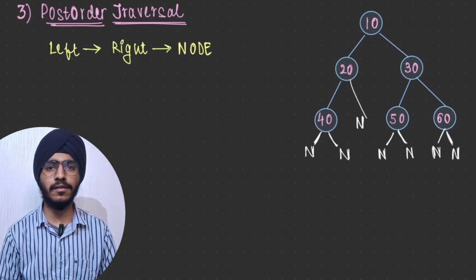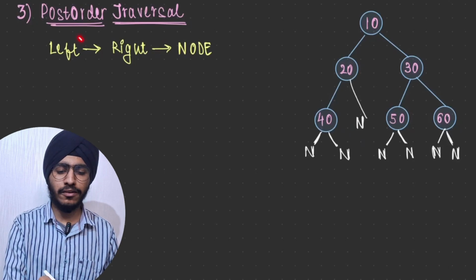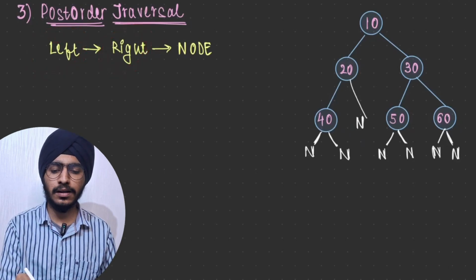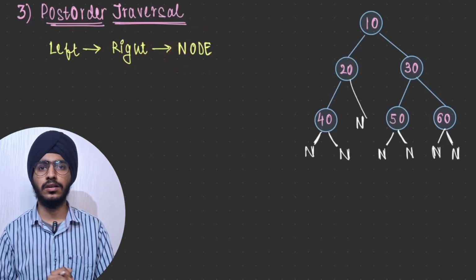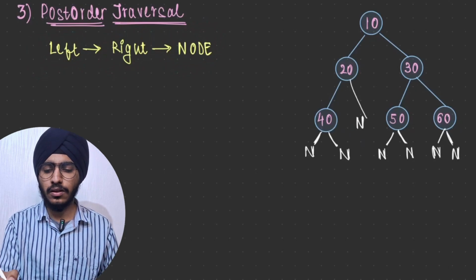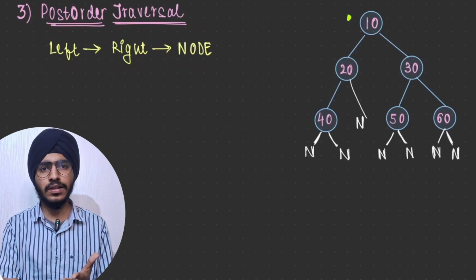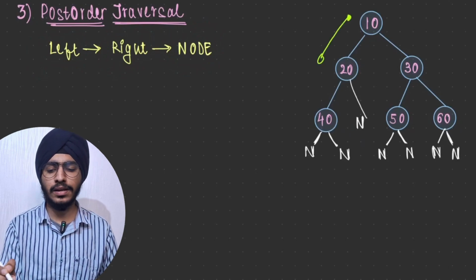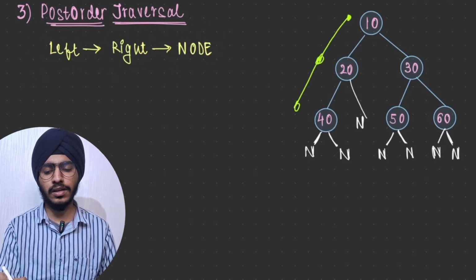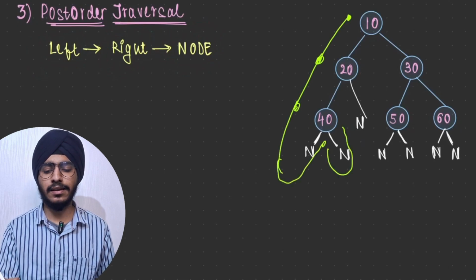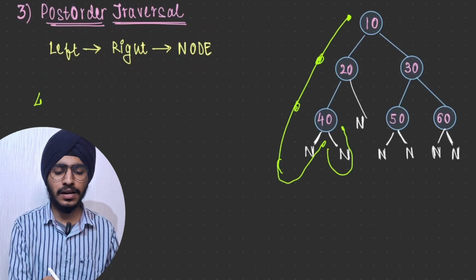Now what PostOrder Traversal says is: go to the left, complete the left, then complete the right, then print the value of the node. So let's understand with the tree. If I go to this tree, we will come to 10. 10 will say go to my left rather than printing me now. So 10 will say go to 20. 20 will say go to left. 40 will again say go to left. 40 will say complete the left, complete the right, then go to 40 and print it.